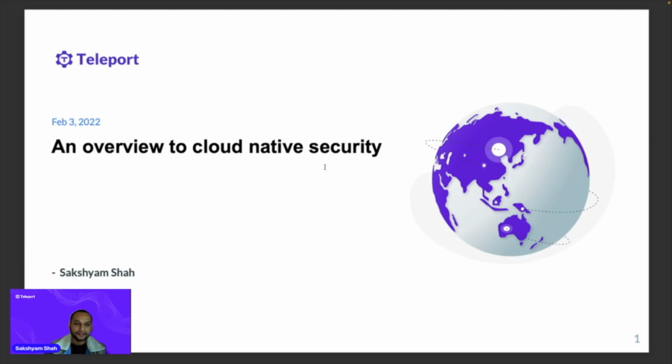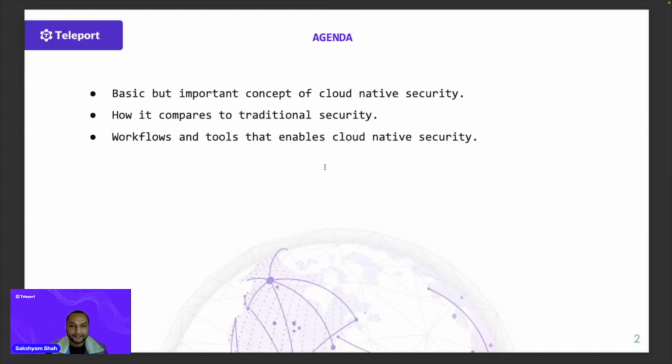Saksham, let's get started. An overview to cloud native security. As I mentioned earlier, the basic agenda is to give you an overview of cloud native security, explain how it compares to traditional security, and I will also be introducing a few workflows and tools that enable cloud native security.